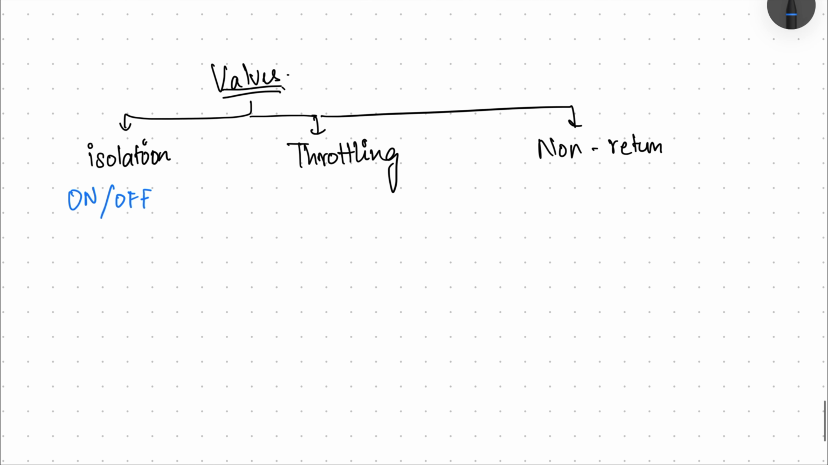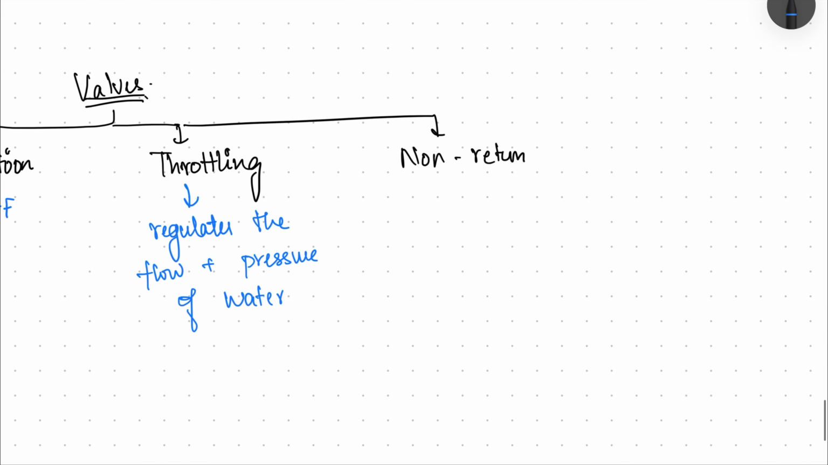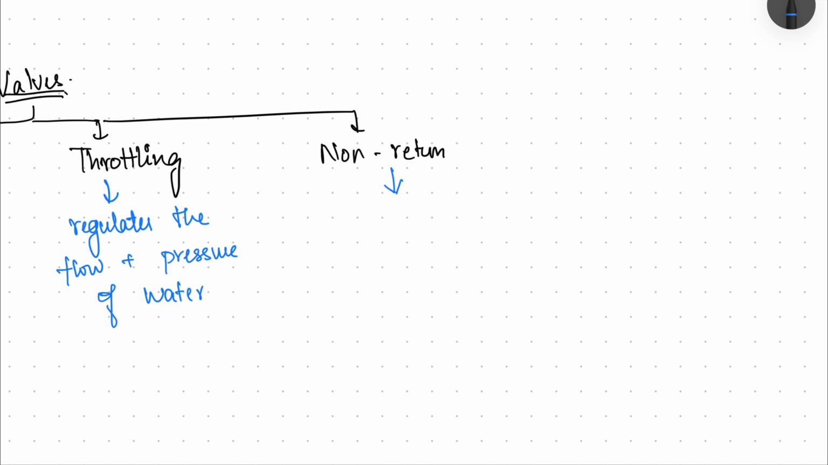Then throttling is the control of the flow of water, the pressure of it. All those are throttling. This regulates the flow and pressure of water. And non-return, as the name suggests, means that water can flow only in one direction, it cannot return back. So in this, water flows in only one direction.